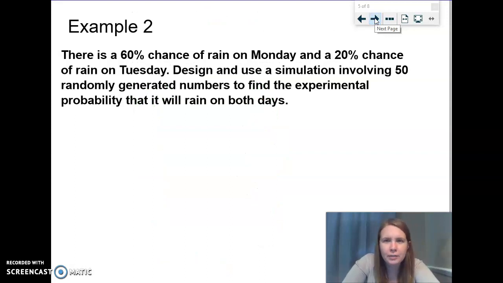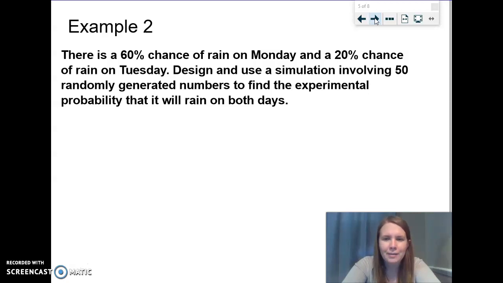Alrighty, so let's look at the next one. What kind of trial do we have to set up? There's a 60% chance of rain on Monday and a 20% chance of rain on Tuesday. Design and use a simulation involving 50 randomly generated numbers to find the experimental probability that it will rain on both days.